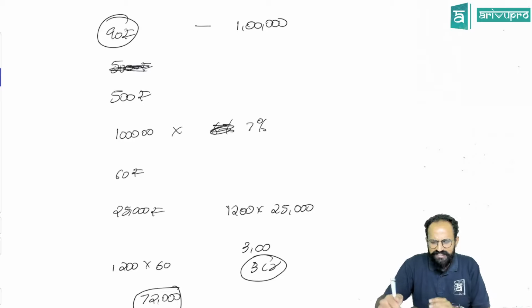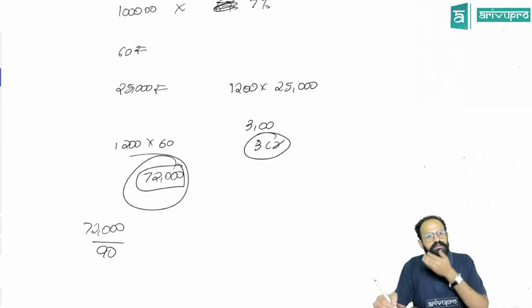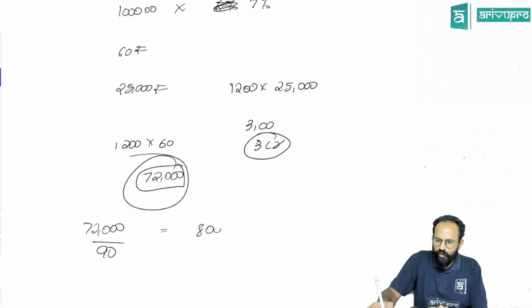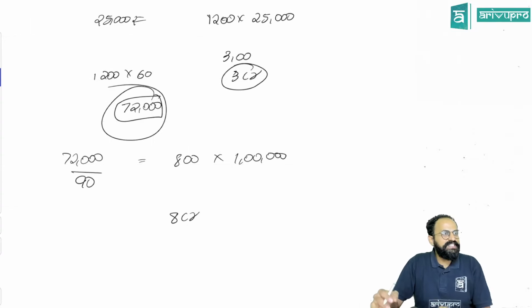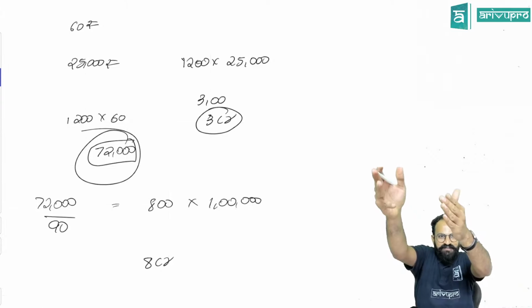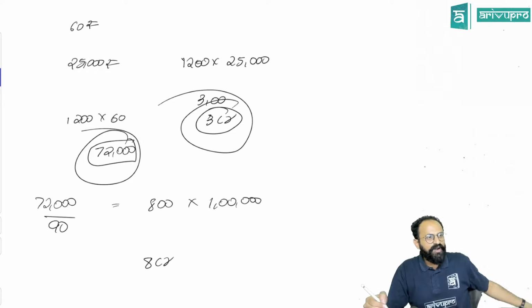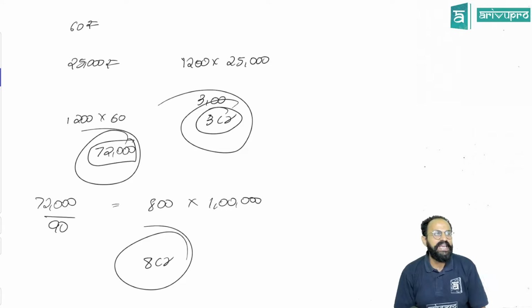Now imagine, you had only 72,000 rupees. Divide 72,000 by 90. 800. Can you do 800 into 1 lakh? 8 crores. So if you had invested in land, talking about BTM, very popular, that money could have become 3 crore. If you had invested in MRF, 72,000 rupees, today the value is 8 crore rupees.